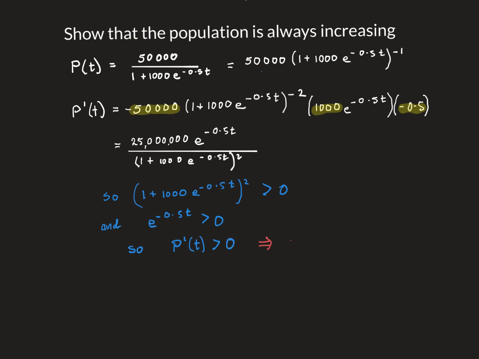Well, this means that our function, the logistic function, is always increasing. And hence the number of wasps is always increasing, although limited by 50,000.